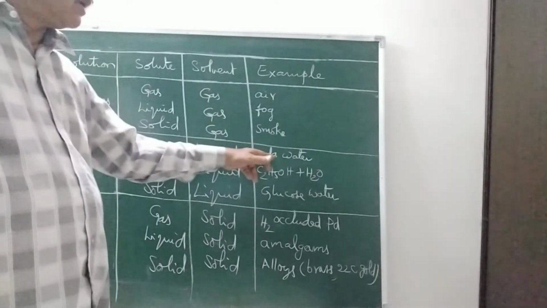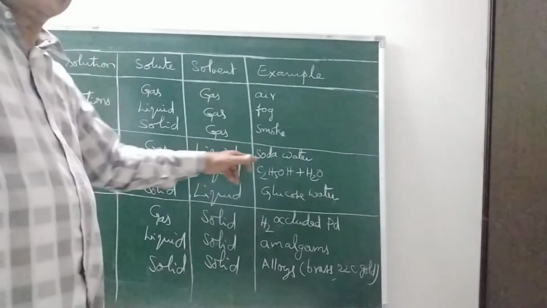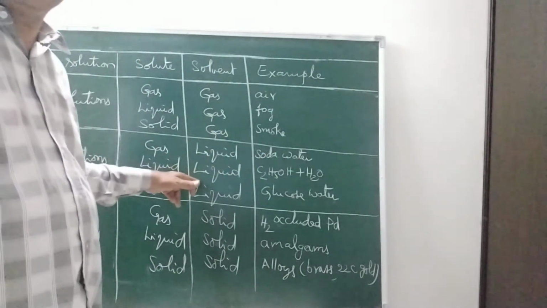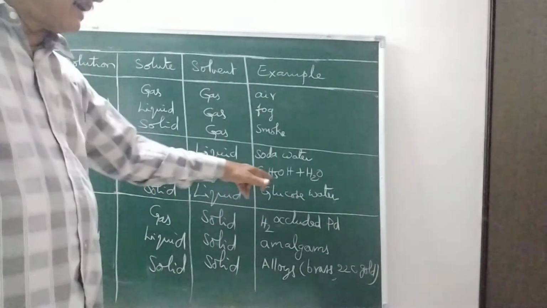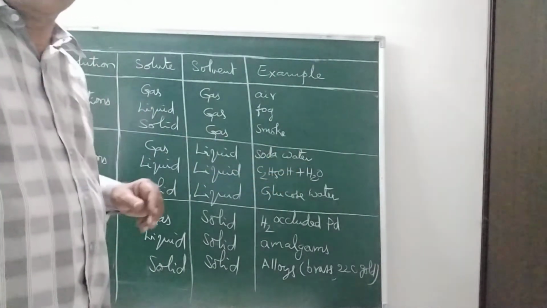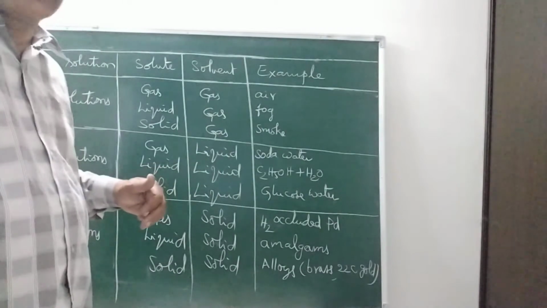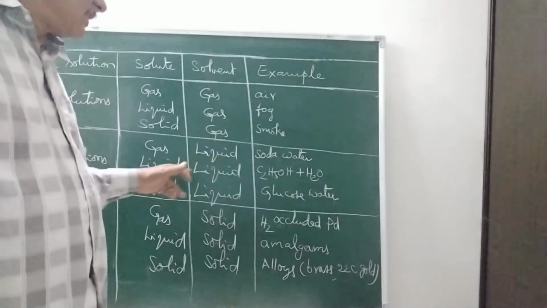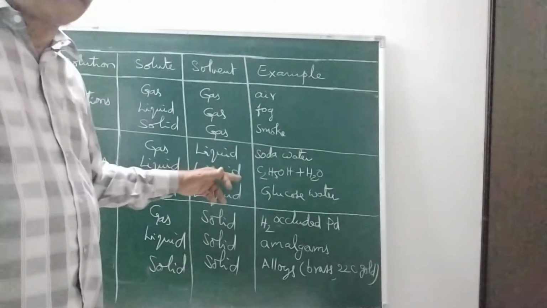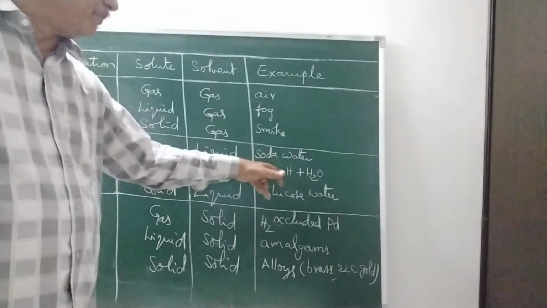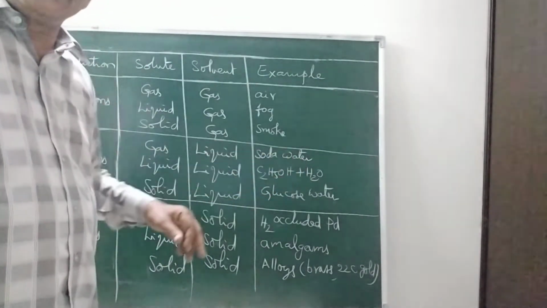So this is gas in liquid type of solution. Liquid in liquid type of solution. Example, ethyl alcohol and water. Ethyl alcohol is a liquid and water is also a liquid. So it is liquid in liquid type of solution. Of course, it is a homogeneous mixture because hydrogen bonds are present between ethyl alcohol and water.